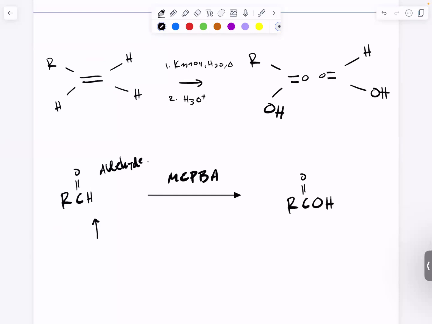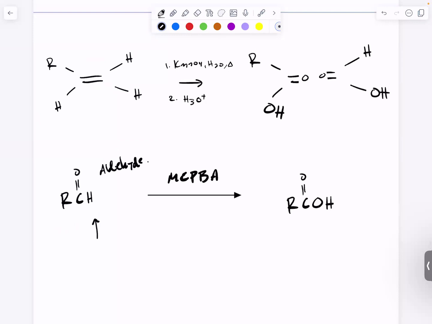And I'm completely blanking on the name of it. Oh, migratory aptitude. There it is. That's the decision making there for tertiary better than secondary, better than primary, but H is better than all of those. Okay. So that's called Baeyer-Villiger, by the way, another key term there, Baeyer-Villiger reaction. Okay, so that was another one.